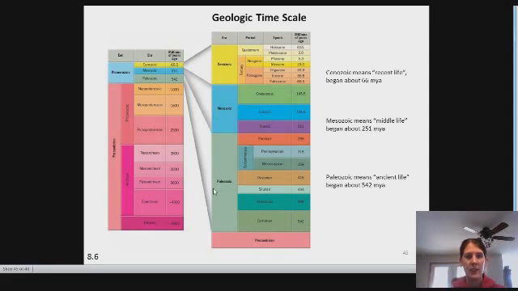So let's look at the Paleozoic real quick. The Paleozoic is broken down into further periods. We have the Cambrian period, the Ordovician, Silurian, Devonian, then the Carboniferous and the Permian. Now it's important to note that the Paleozoic and the Mesozoic are broken down to periods, and that's where that stops. That's as specific as we can get within those.